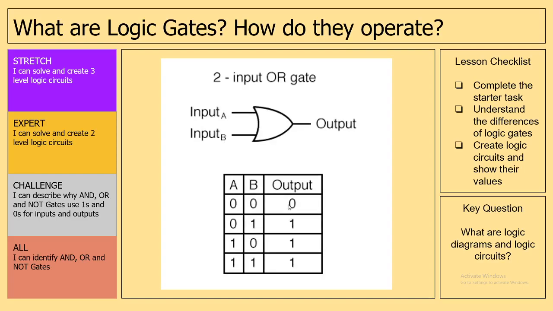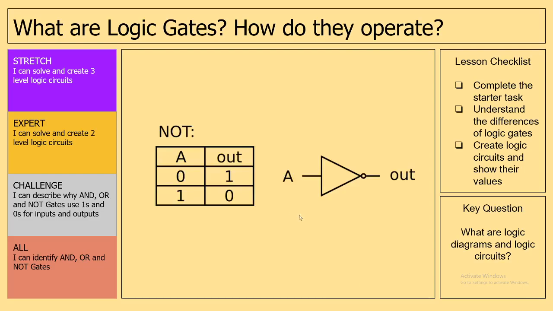The other gate you need to be aware of is called a NOT gate. And here we've only got 1 input coming in and 1 output coming out. And what that does is it just flips it around. So if we've got a 0 coming in for A, we've got a 1 coming out. Similarly, if we've got a 1 coming in for A, we've got 0 going out.